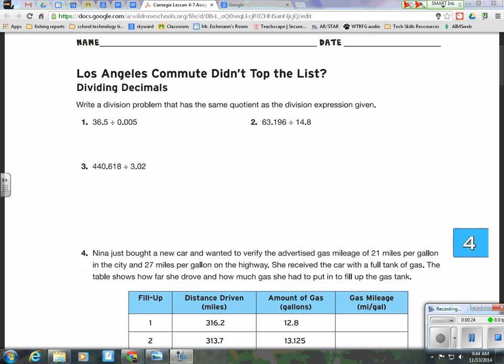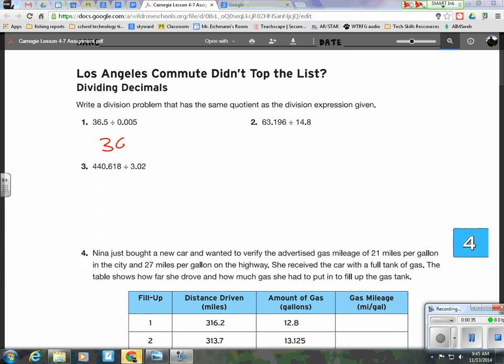I know it sounds really complicated, but when we write this problem out, we have 36.5 divided by, please don't do this on your paper yet, 0.005. If we move this decimal 3 places, we have a new problem. But the answer is the same.